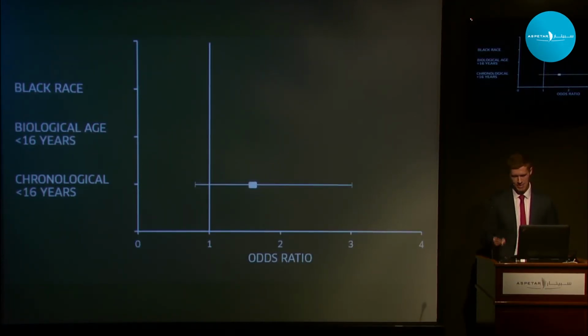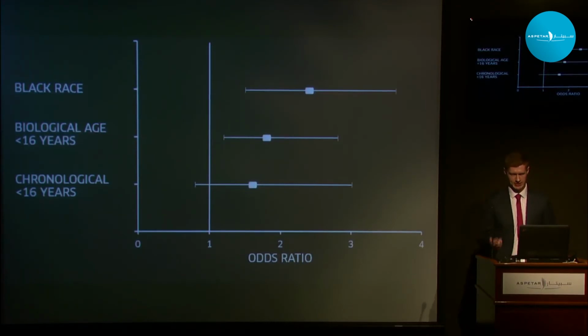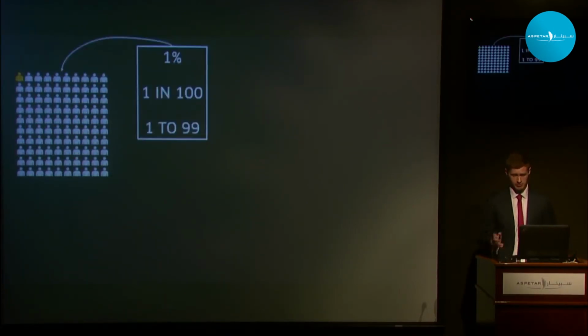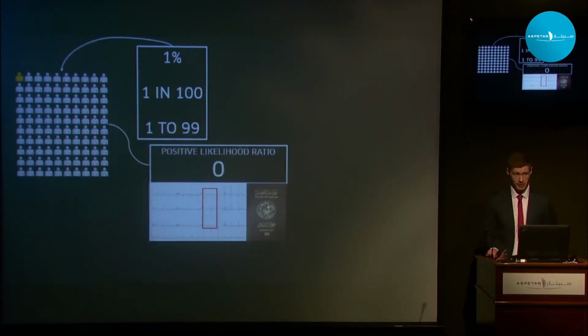Chronological age didn't, but biological age and black race did. So let's think about 100 pediatric athletes that present with anterior T-wave inversion confined from V1 to V4 with no other ECG abnormalities, so in 2 contiguous leads here. The chance of detecting a heart condition in this population was 1%, so in other words 1 in 100, or 1 to 99. And let's interpret that ECG as per international recommendations governed by the passport.